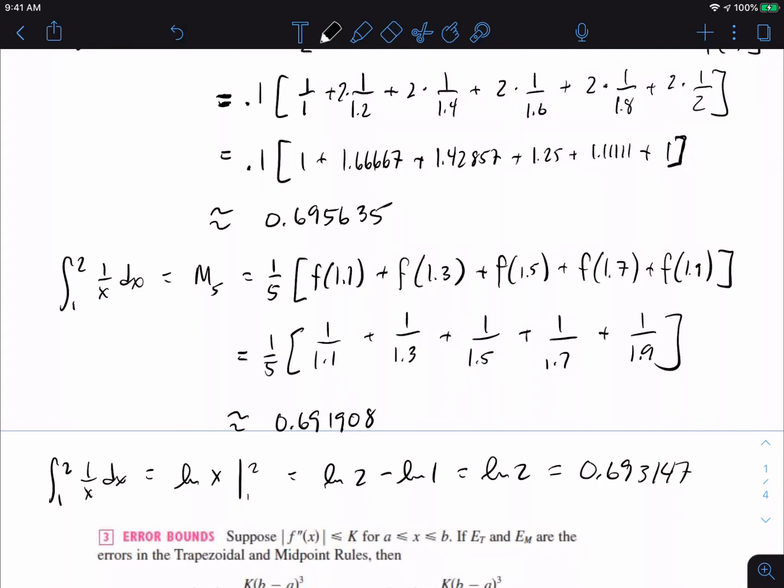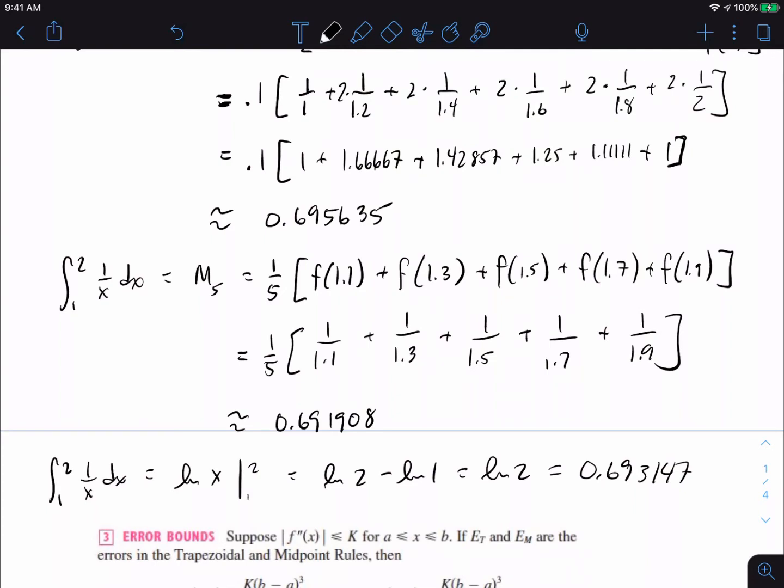We could do it. Here, I'll do it. 0.693147 minus 0.695635. That's not bad. 0.693147 minus 0.691908. Oops, go back. Let's see what did I do wrong. That should be 0. Deleted my work. And actually, what's funny is midpoint is more accurate in this case, which is cool.